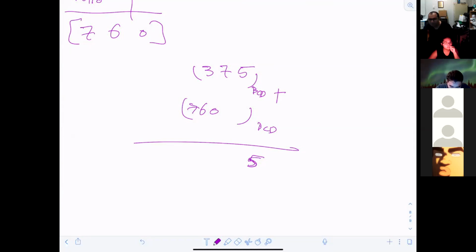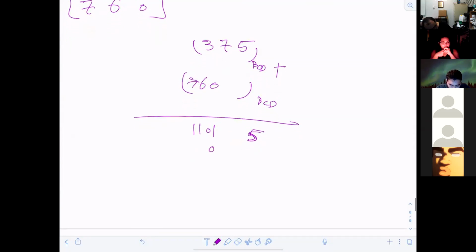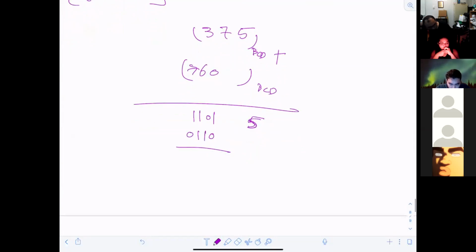So 7 plus 6 is what? 13. So 13 is going to be 1, 0, 1, 1, right? So you have to add 6 to it. So 0, 1, 1, 0. So you're talking about 1, 1, and then 1 plus 1 is 0. And then I have 1. And then it's going to be 0. And then I have 1 out here, right? That 1 is going to go there.